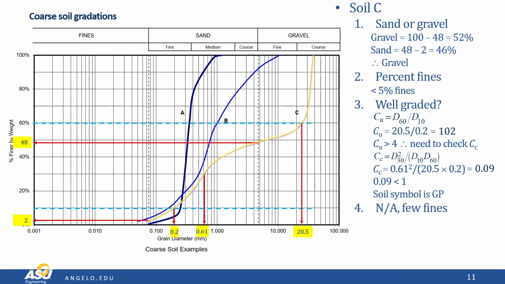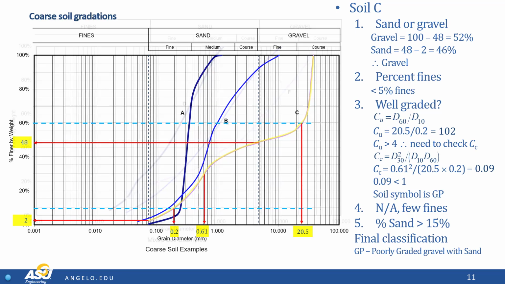We don't need to check the fines since they're less than 5% of the soil. And our final check is the percent sand, which is well over 15%. Therefore, the final classification of this soil is GP, poorly graded gravel with sand.